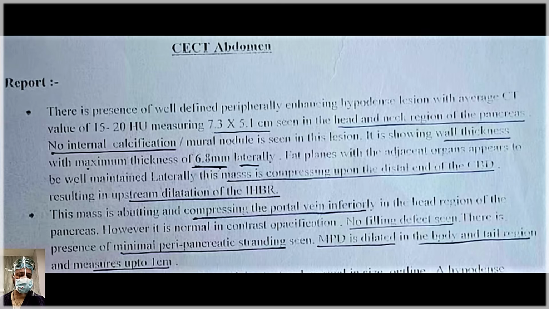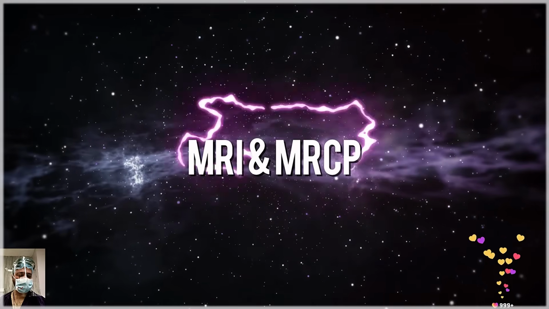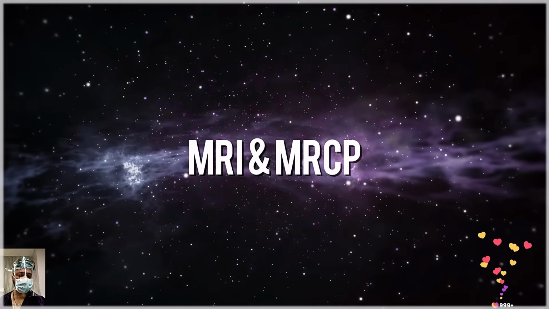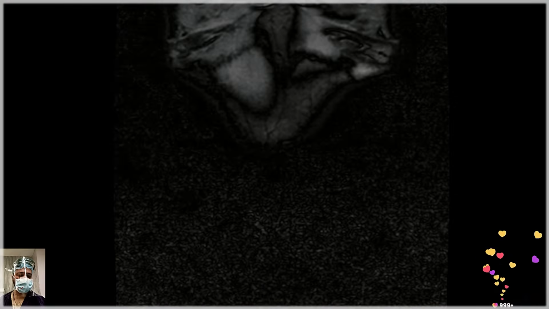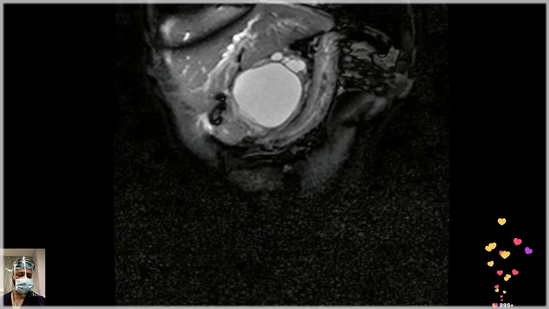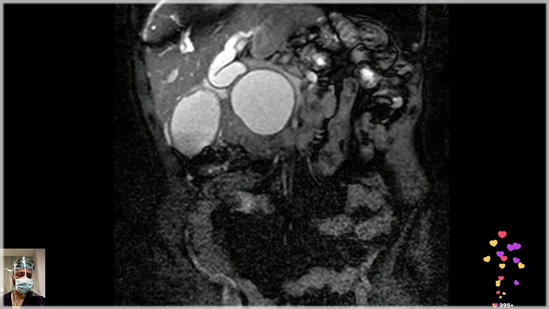and it was averting and compressing the portal vein inferiorly. MPD was dilated in the body and tail region, measuring up to 1 centimeter. So we also subjected this patient to MRI and MRCP to have better delineation of the ductal anatomy. And this is the video of the MRI.